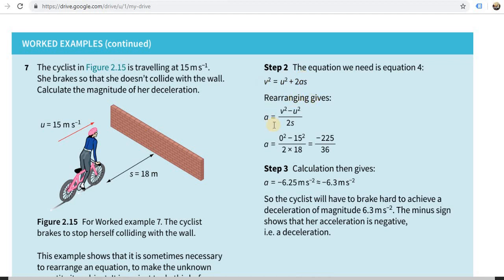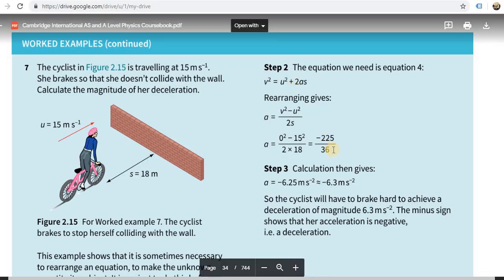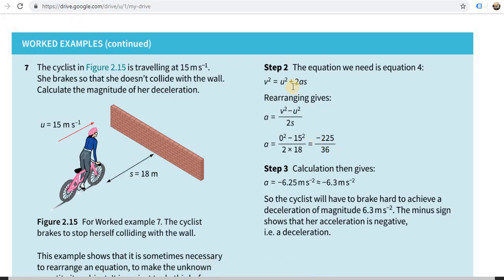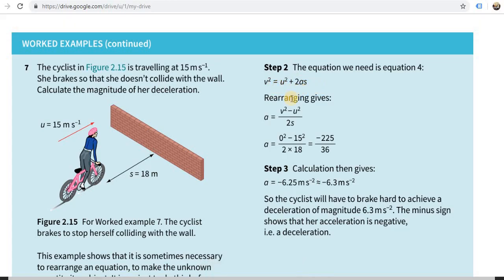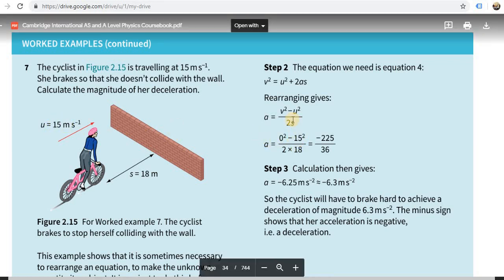So we use this equation, we are supposed to find a, therefore we can make a the subject of the equation. Now if it is difficult for you to make this the subject of the equation, you can first substitute the numbers and then simplify and then get the value of a. Okay, so this is easy, but there may be some other questions where if you try to make a certain letter the subject of the equation, it's very complicated. So in that case you can directly substitute, simplify and then get the value. Alright, so final velocity is 0, initial velocity is 15, and then 2 times s is 18.